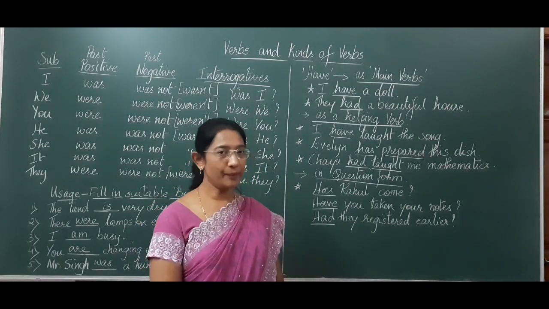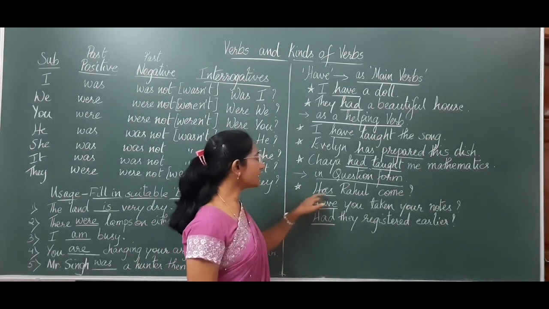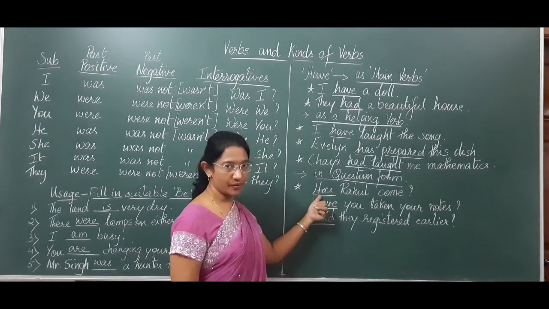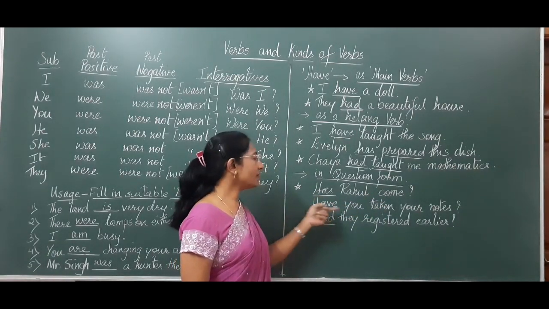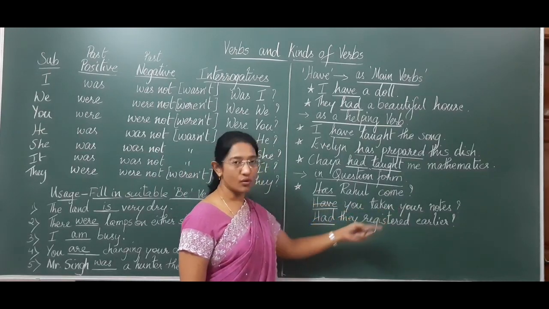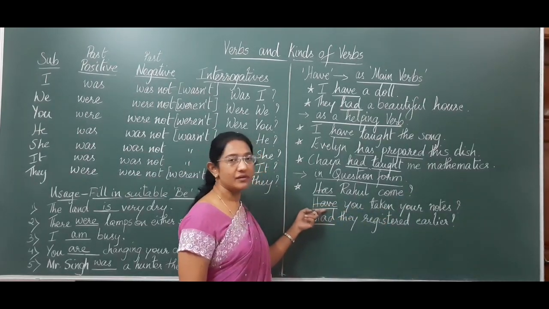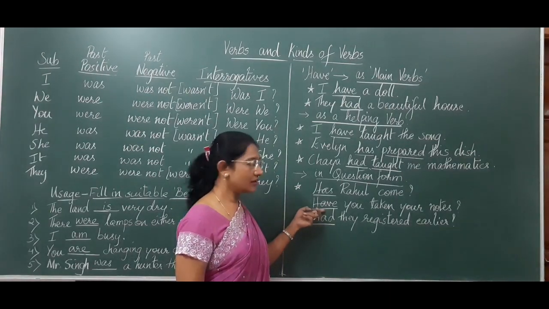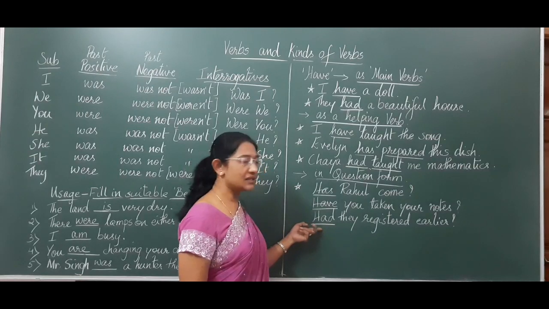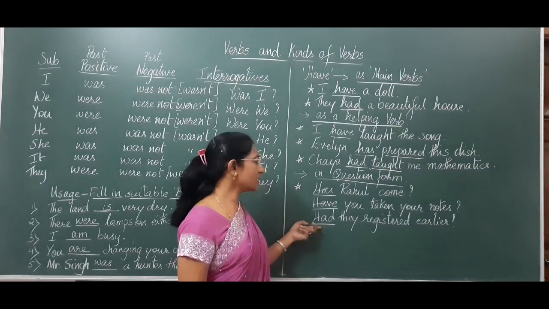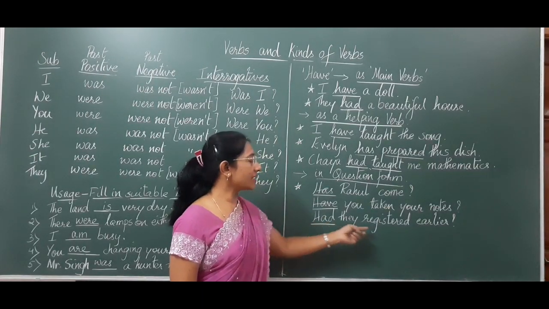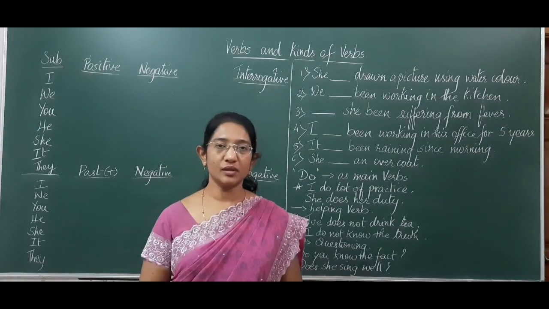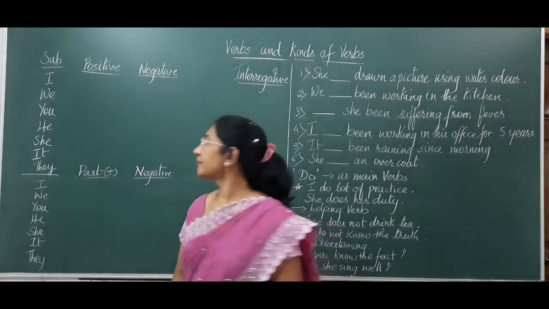Next, in question form, has Rahul come? Has is used to question. Have you taken your notes? Now, have, which is an auxiliary, is used as a question word. Had as a past auxiliary is used as a question word. Had they registered earlier? Now we shall see the have verbs in the table form.